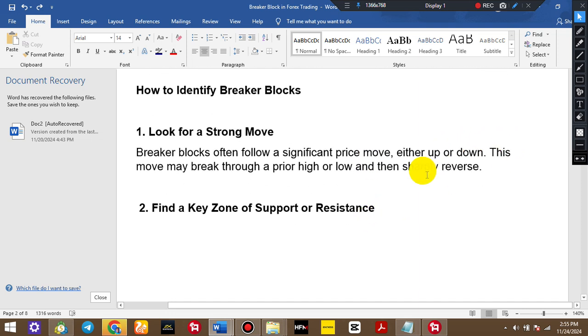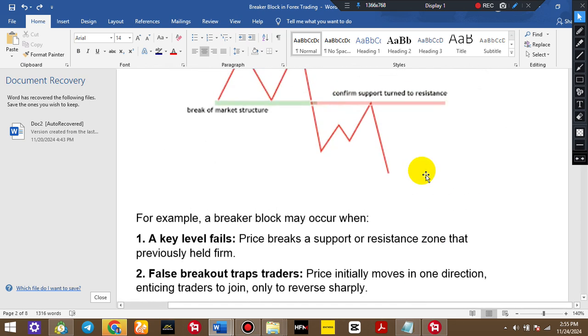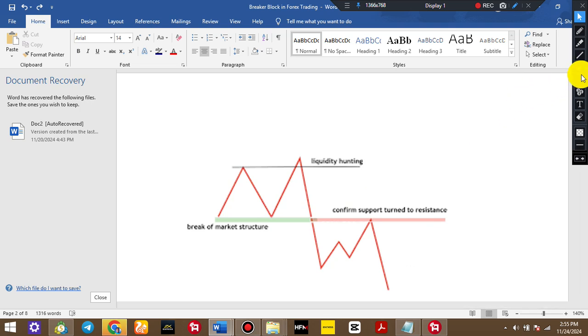One, look for a strong move. Breaker blocks often follow a significant price move, either up or down. Now, this was a strong move. When they say strong move, we are talking of the move that led to that break. Can you see it? This is in the case of a downward move.